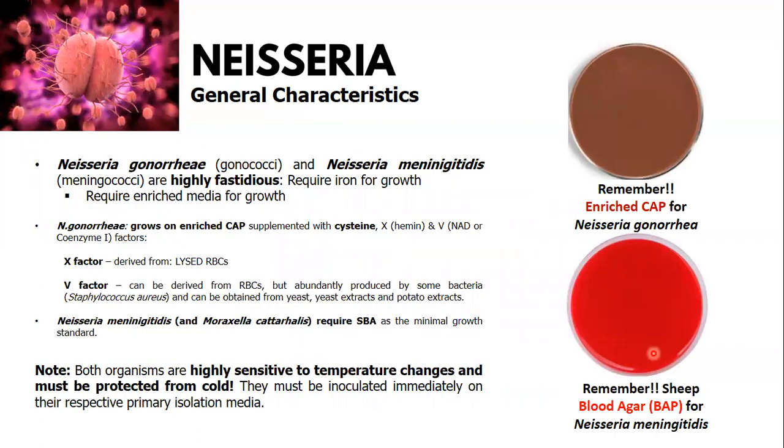Take note that Neisseria gonorrhoeae, also known as Gonococcal, and Neisseria meningitidis, also known as meningococci, are highly fastidious. What does this mean? This means that these primary pathogens under the genus Neisseria require sophisticated and additional nutrient requirements for them to grow. Take note that bacteria require nutrients for growth.